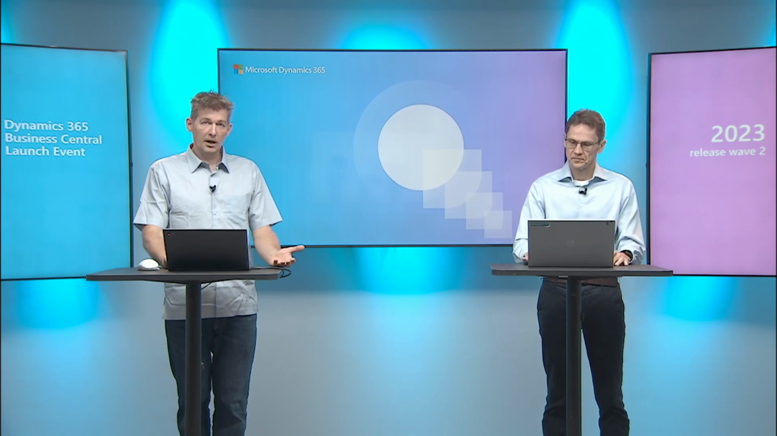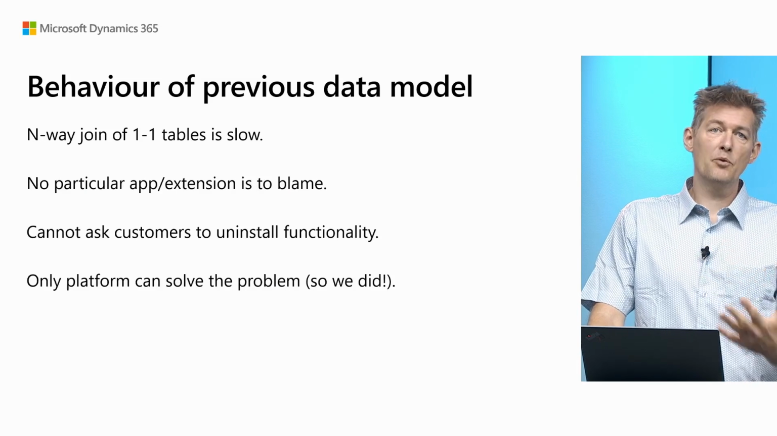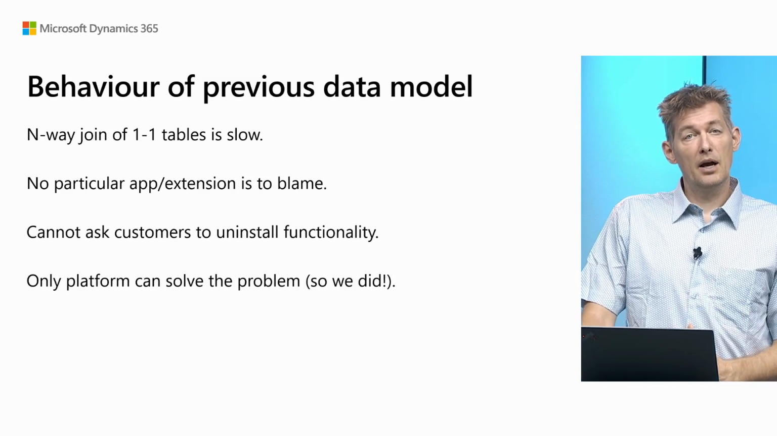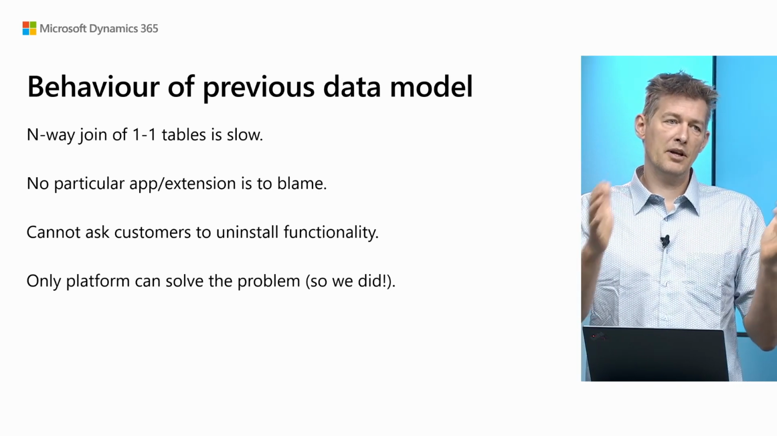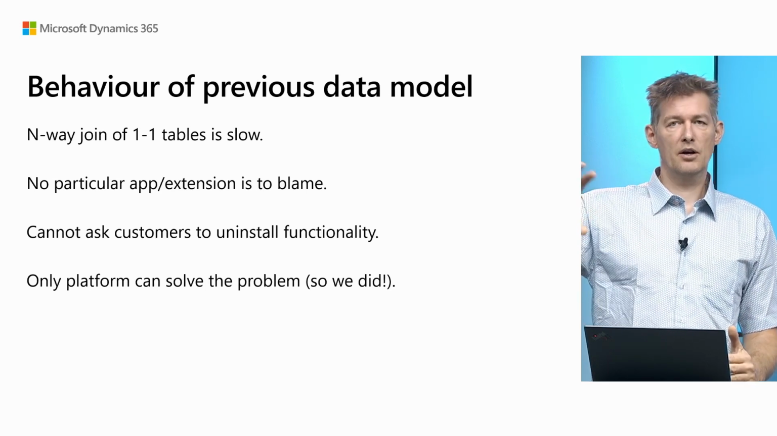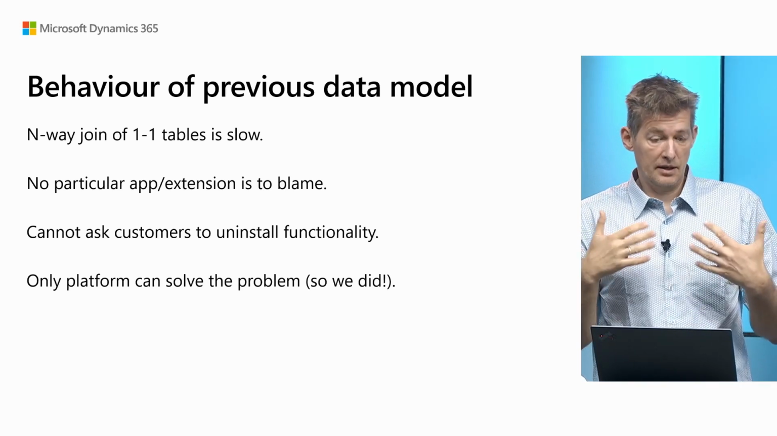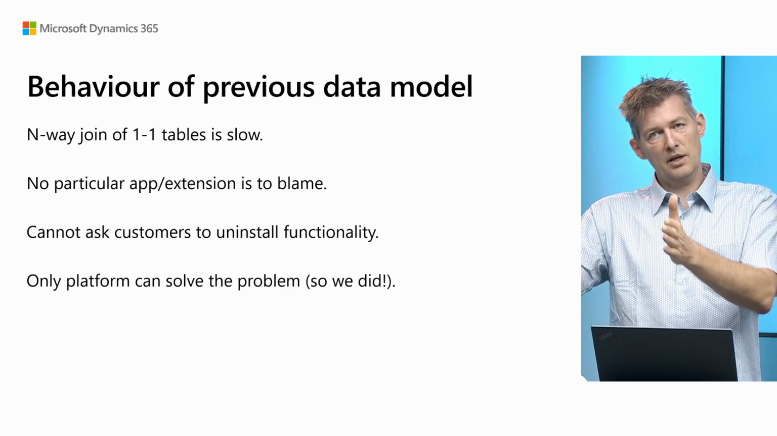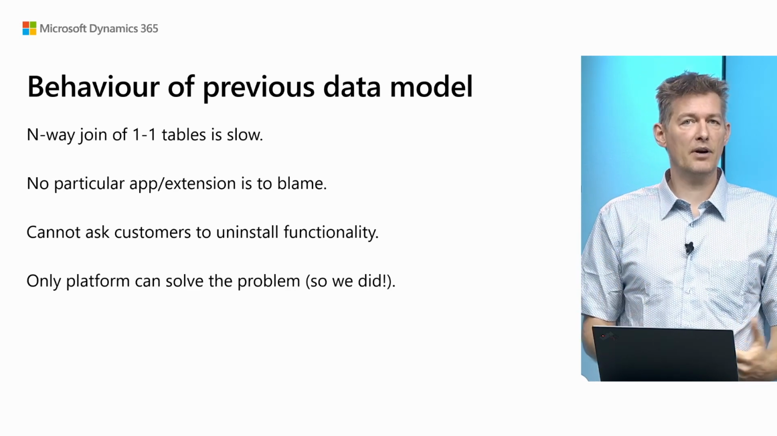Exactly. So there's some behaviors of this model. An n-way join of one-to-one tables is slow. Now, normally, if you have joins, it's very often that you have a driving table, which is big, and some smaller tables, which have low cardinality, which are lookup tables. In this model, the number of rows in the base and the things you join to are the same. And that's why this can never be fast.